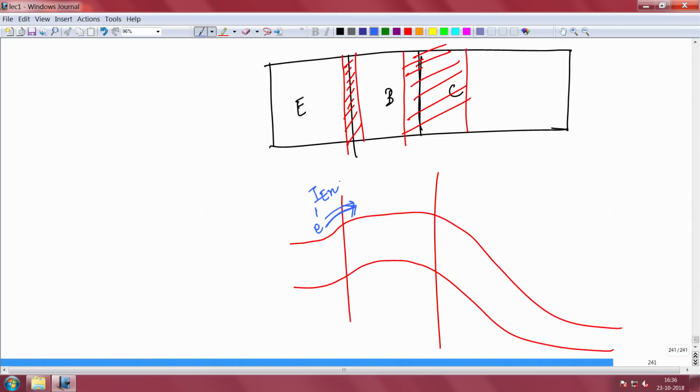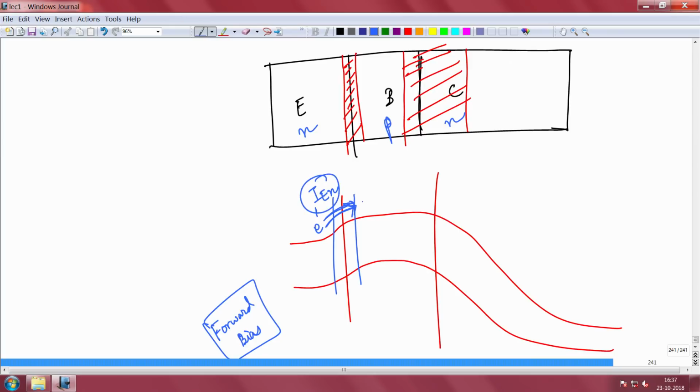This is the electron current, because the emitter is injecting electrons since this junction is forward biased. This junction is forward biased, that is why electrons are injected, otherwise they would not be injected. Electrons are injected from the emitter, this is n type, this is p type, this is n type again. So electrons are emitted from the emitter to the base, and that constitutes the electron current of the emitter.